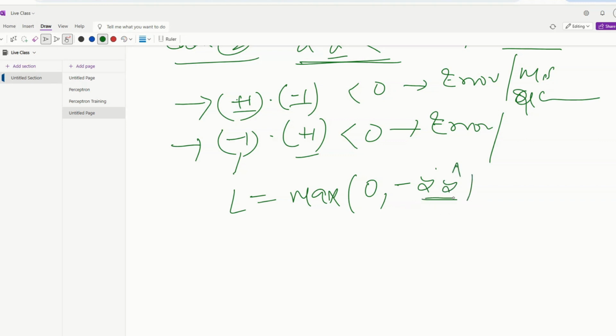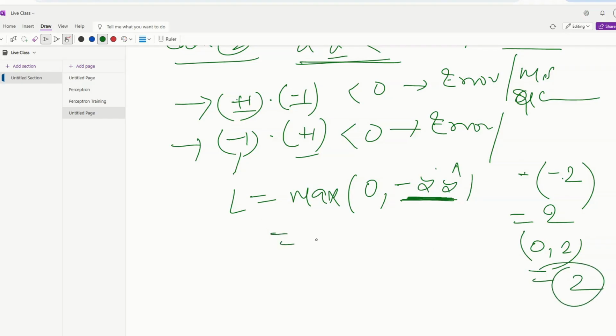This term is negative, so we have negative into negative. If I have a negative term, -2, and in front of it I put a negative, then by basic math, negative into negative is positive, so it becomes 2. So this whole term will become a positive term. The max of 0 and 2 will be 2. So in this case the max will be this term, minus y into y dash.